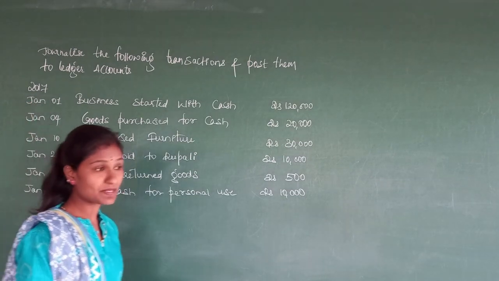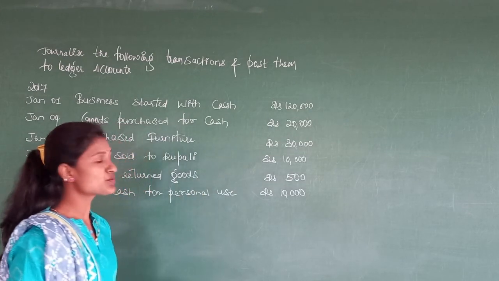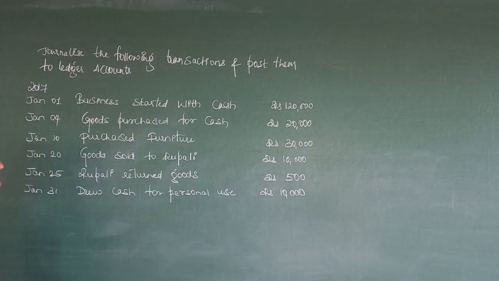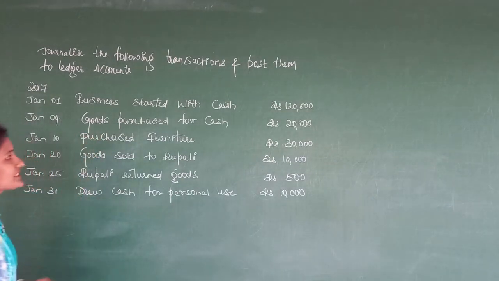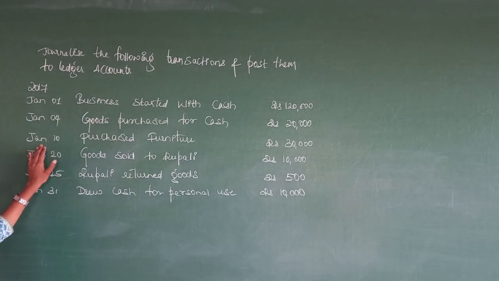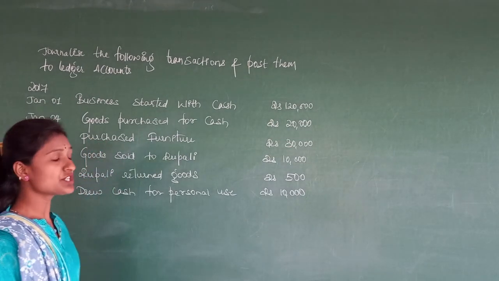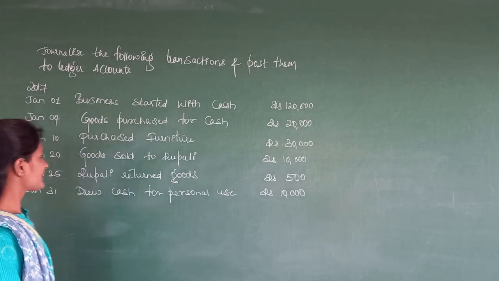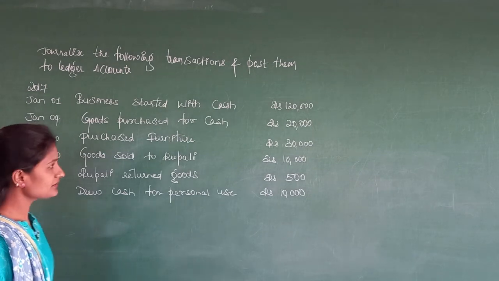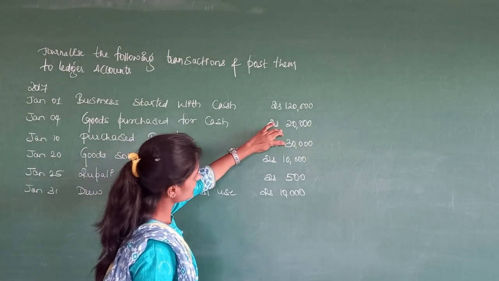On January 1st, business started with cash, rupees 1,20,000. On January 4th, goods purchased for cash, rupees 20,000. Next, on January 10th, purchased furniture, rupees 30,000. So they have purchased furniture that costs rupees 30,000.